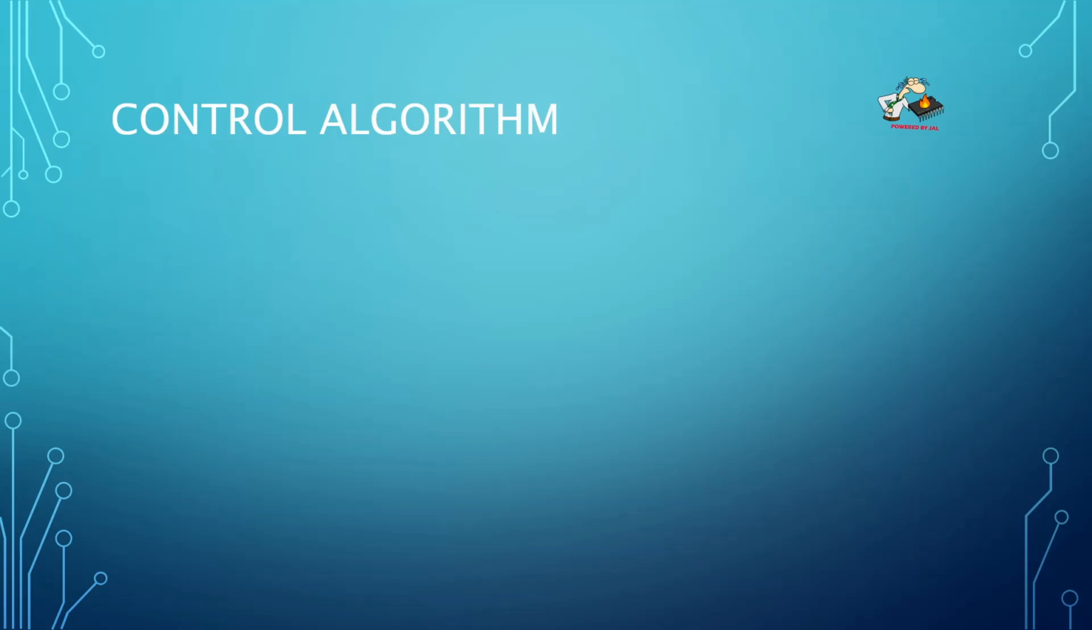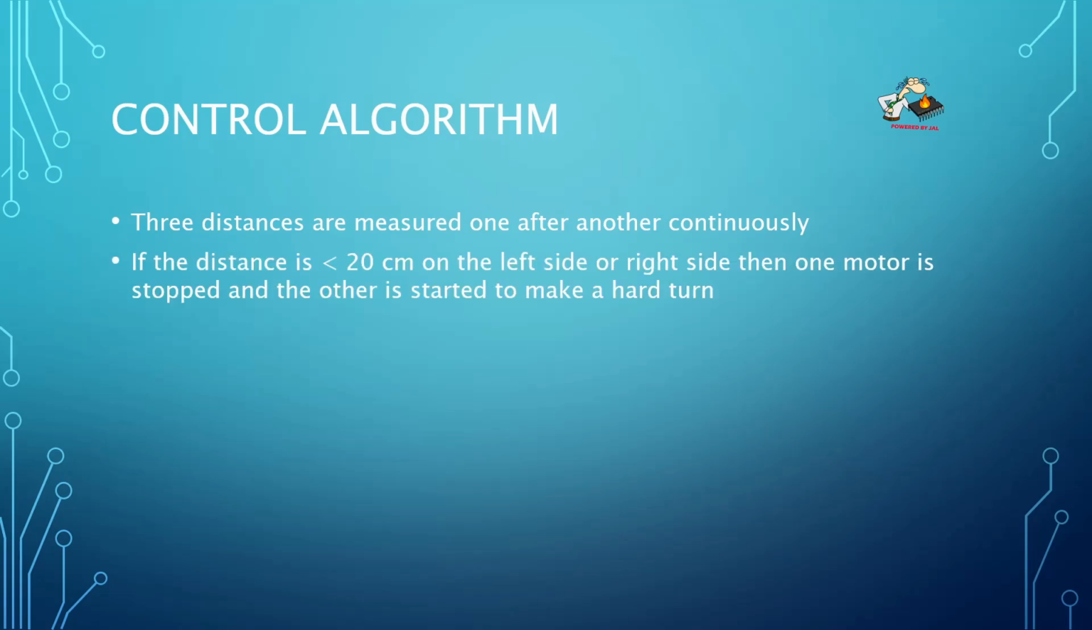Then the control algorithm at a high level. What the PIC does, it first measures the distances of all the sensors. Then if the distance on the left or the right side of the wagon is less than 20 centimeters, then one motor is stopped and the other one is started. And this will result in making a hard turn.